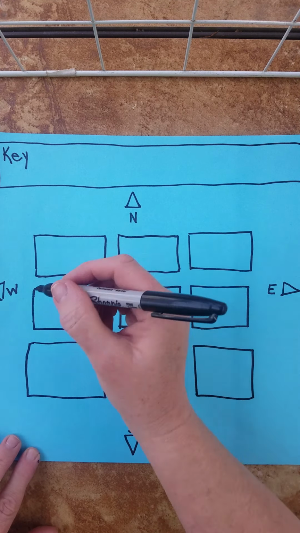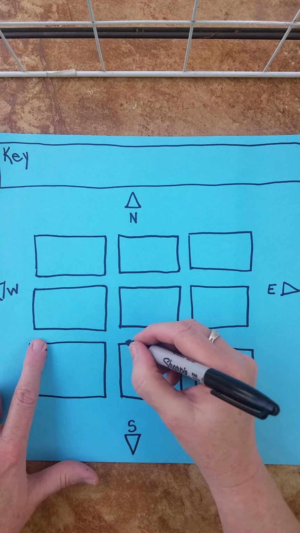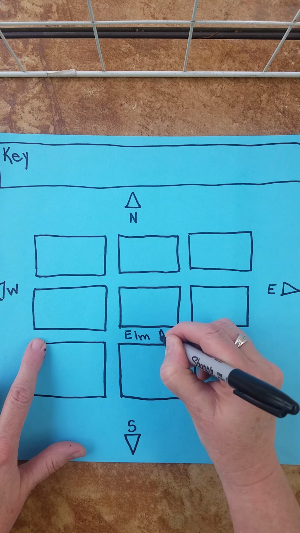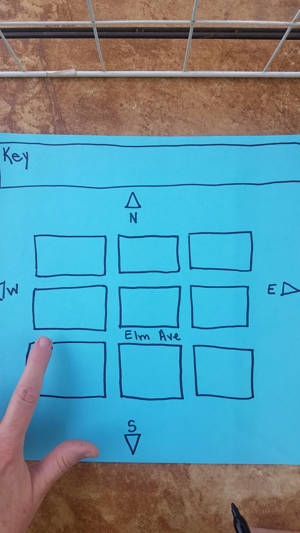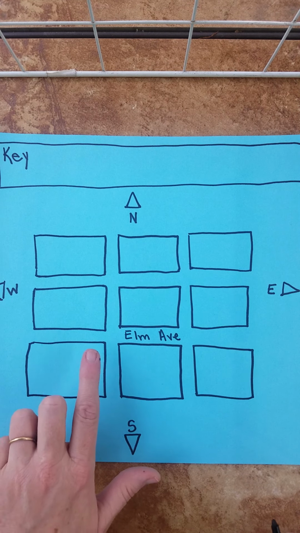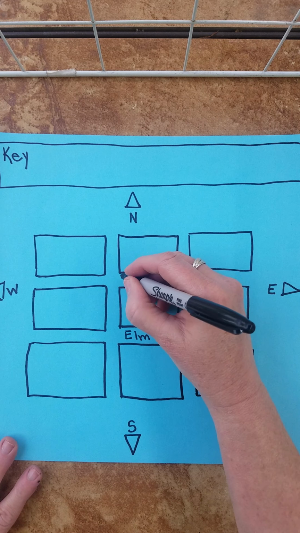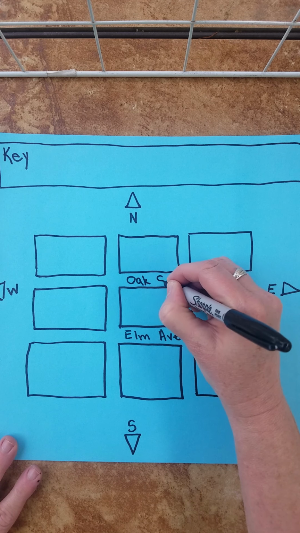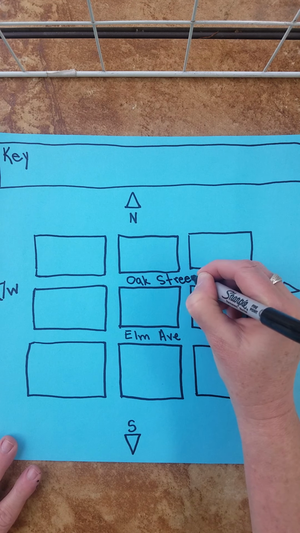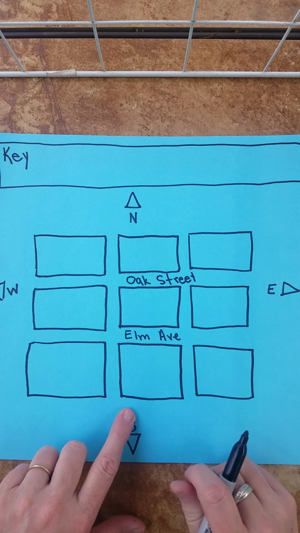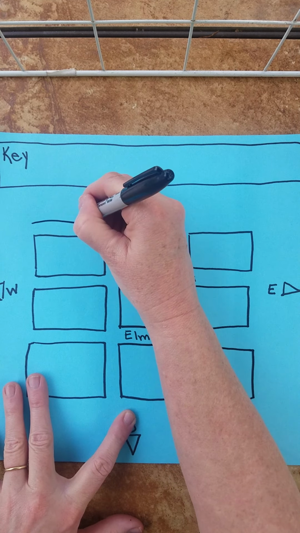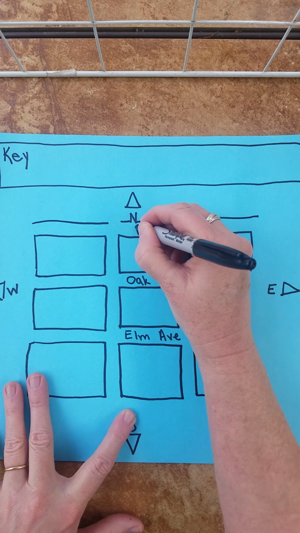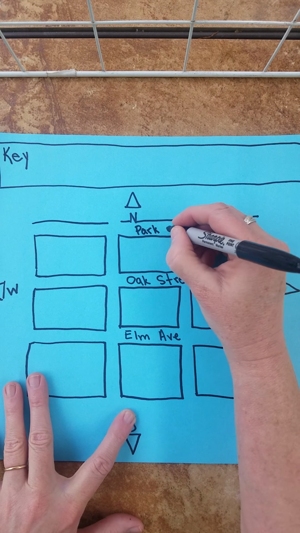So when I grew up, I lived on the corner of Elm. So here's Elm Avenue. Elm Avenue goes from west to east. Elm Avenue was there. This was Oak Street. This was Park. Park Drive.